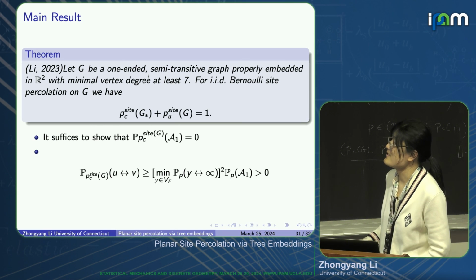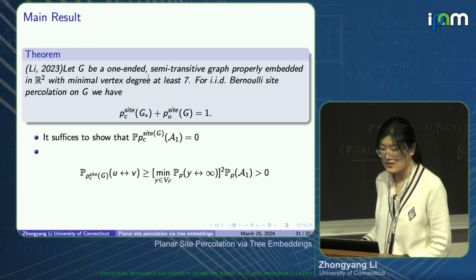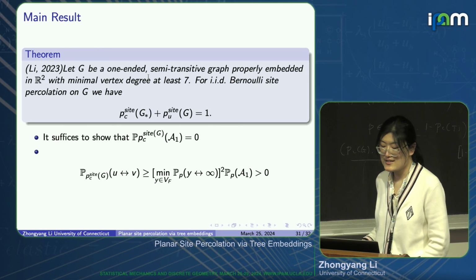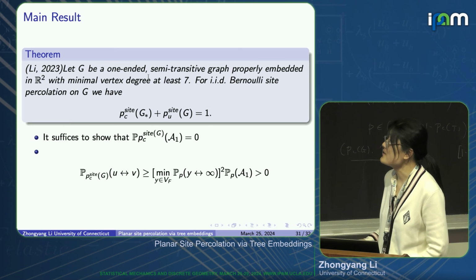So then we can show that when this graph is semi-transitive, one-ended and properly embedded into the plane with vertex degree at least 7, then PC site of G star plus PU site of G is equal to 1.